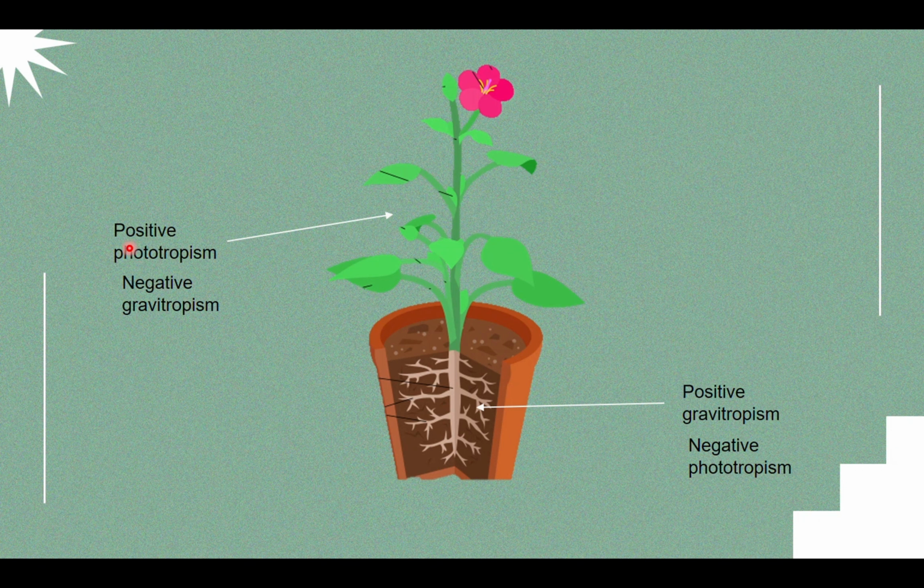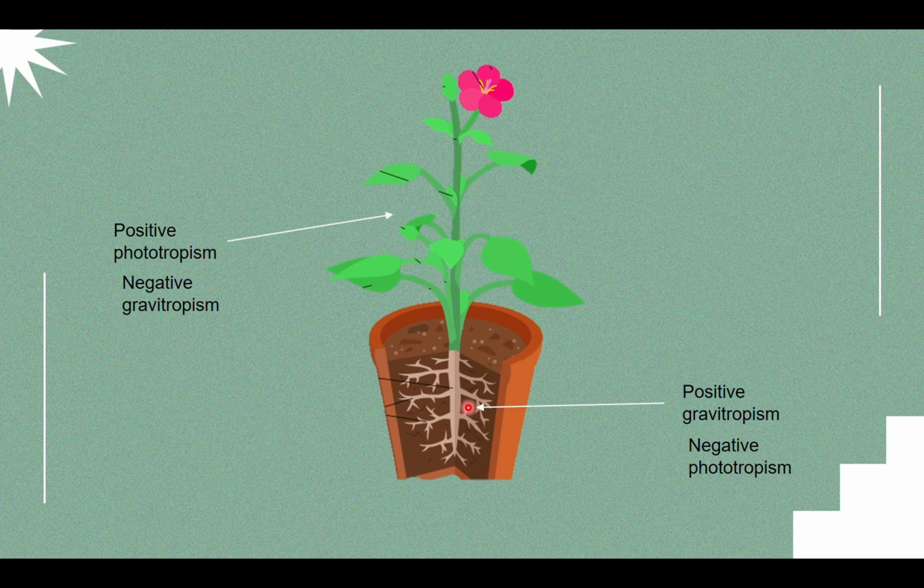So the shoots are showing you that they are positive phototropism. They're moving towards the light. As you can see, they would sacrifice themselves just to point towards the light to bring photosynthesis to life. While it is negative gravitropism because it's growing against gravity, it's going upward, not downward towards the gravity.